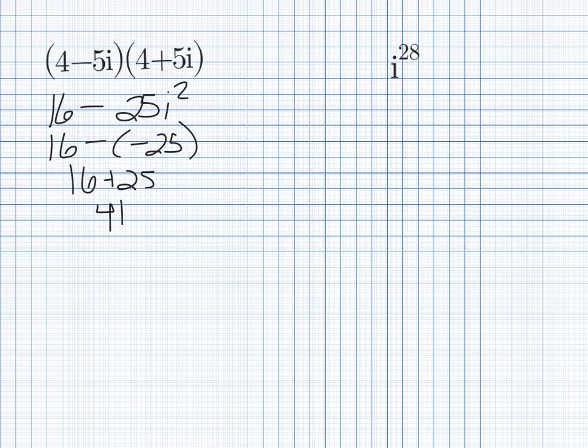In the second half of the problem, we're asked to simplify i to the 28th power. So note that 28 is a multiple of 4. It's 4 times 7. So we can rewrite i to the 28th as i to the 4th raised to the 7th power. i to the 4th is equal to 1, and 1 to the 7th power is equal to 1.